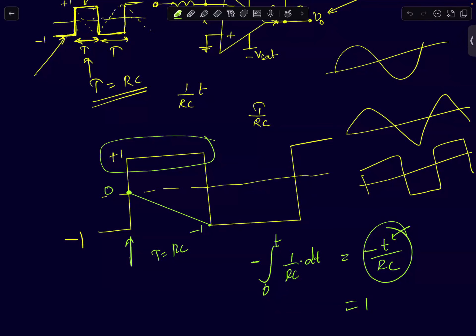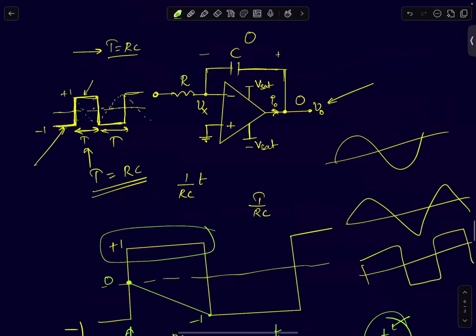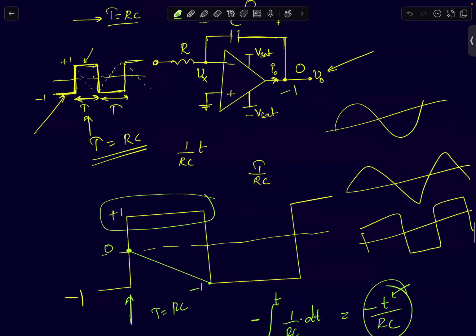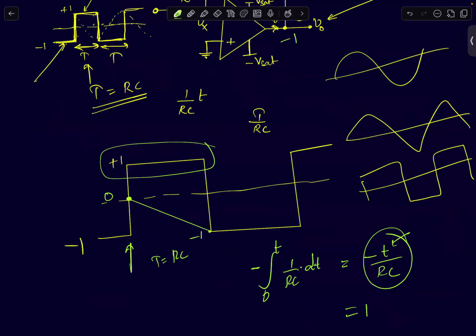Now, the op-amp's output is at -1 volts. Immediately, the input flips its polarity. It was initially +1. Now input becomes -1. So previously, if you were pushing current in one direction, now you are pushing the current in the opposite direction. So what do you think will be the output? What will happen to the output? Will it increase or decrease?